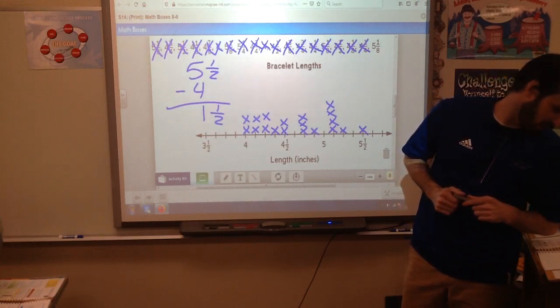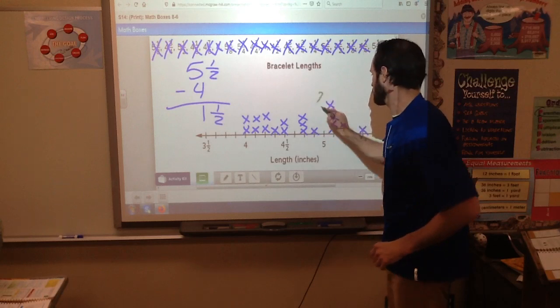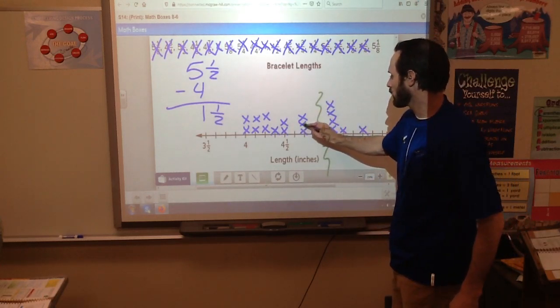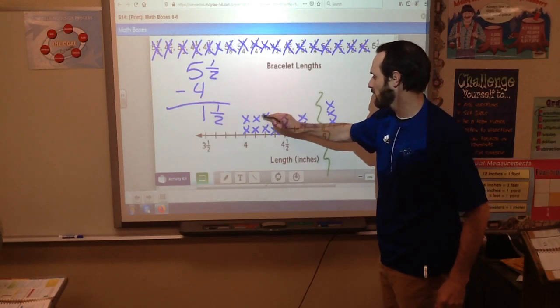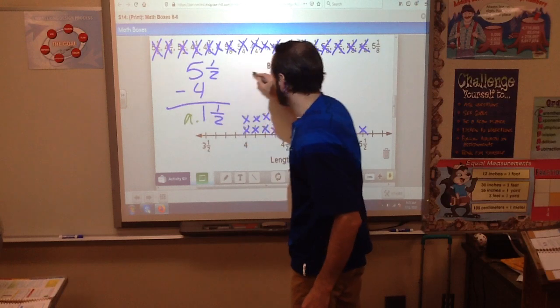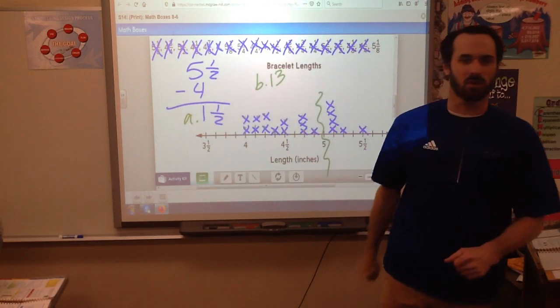And then the next one says, how many bracelets were sold that were less than 5 inches? So that means there's your cutoff. We want to count all the X's on this side. 1, 2, 3, 4, 5, 6, 7, 8, 9, 10, 11, 12, 13. So the answer for B was 13. Alright guys, that was your homework for last week.